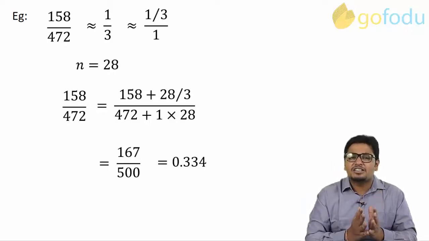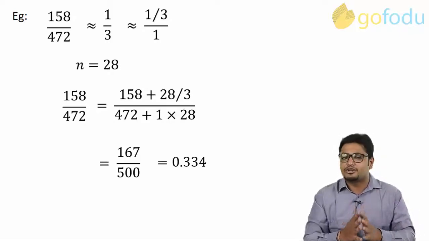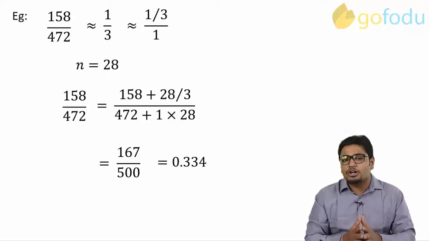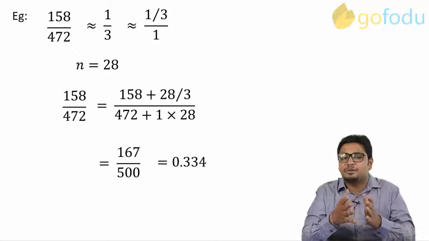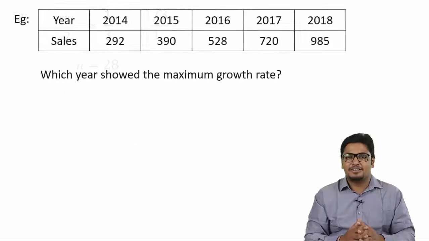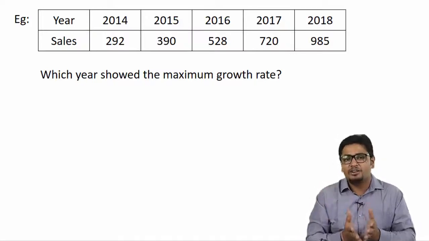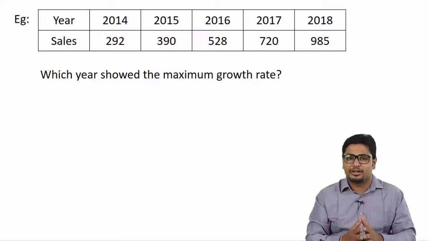Let's take one last question in which we will apply what we have learned so far to compare ratios. Ratios are important to compare growth rates and percentages in certain questions of DI. In this question, data of sales for 5 years is given to us and we are asked to calculate the year which showed the maximum growth rate.